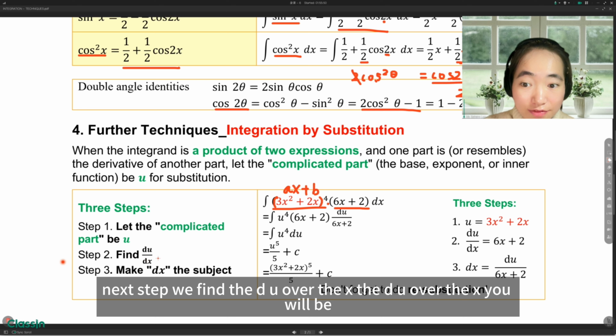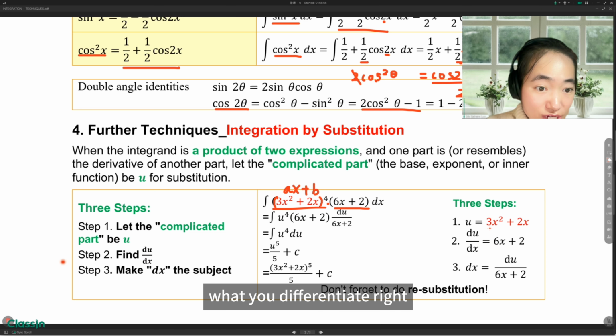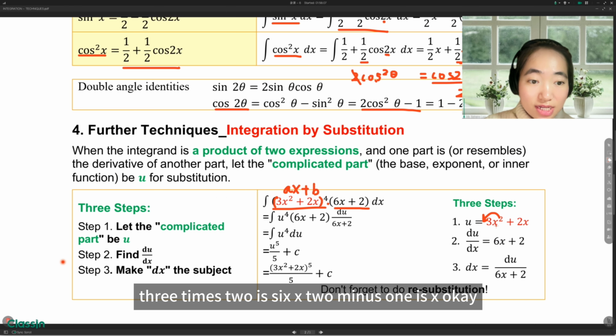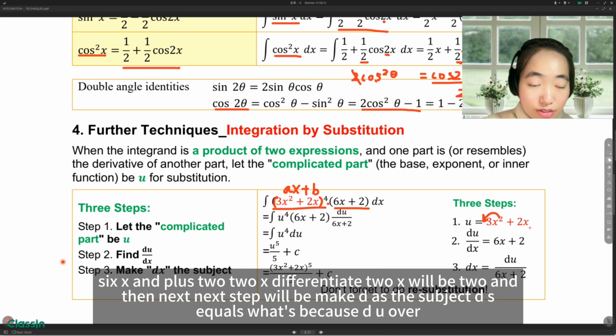Next step, we find the du over dx. The du over dx, it will be what? You differentiate. In the differentiation, it's very easy. Move the 2 to the front and the power minus 1. Differentiate, it will be 6x, right? 3 times 2 is 6, x, 2 minus 1 is x. Okay, 6x and plus 2. Differentiating 2x will be 2.